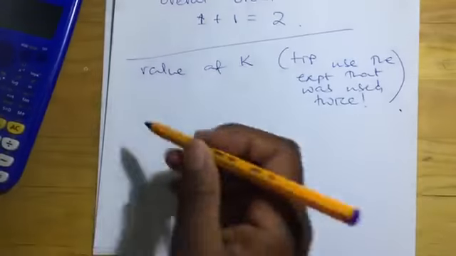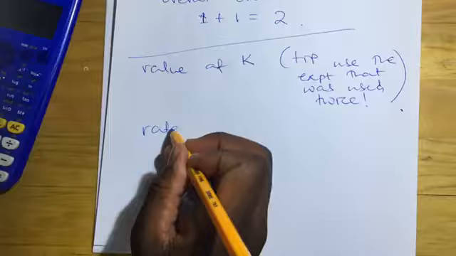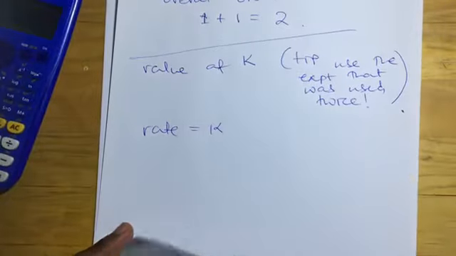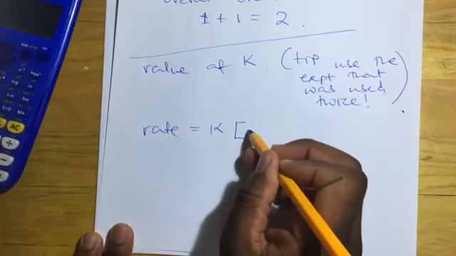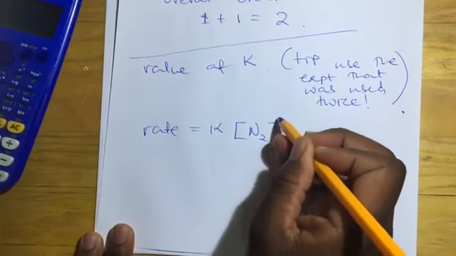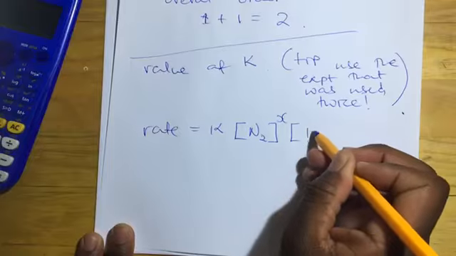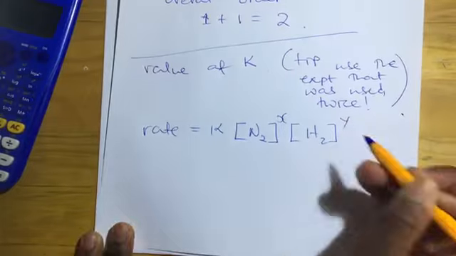Remember, the rate law was rate is equal to k, open brackets, concentration of nitrogen to the power x, concentration of hydrogen to the power y.